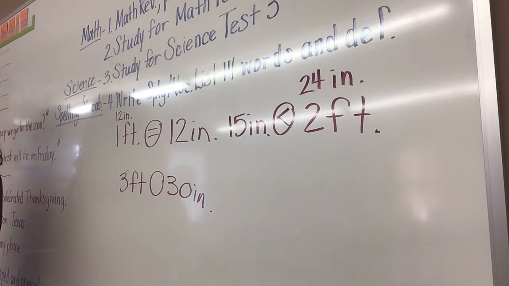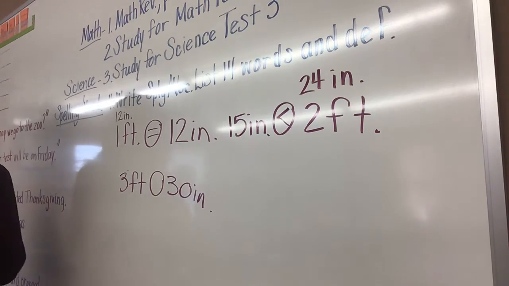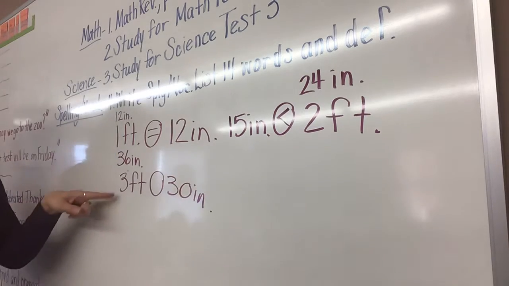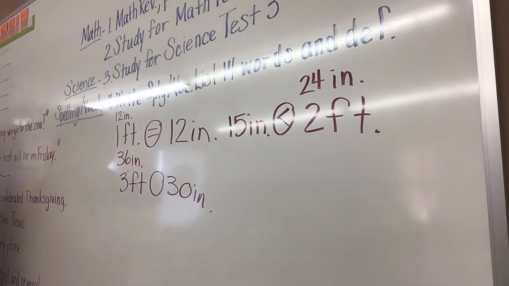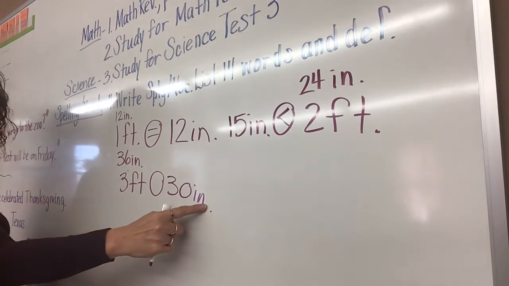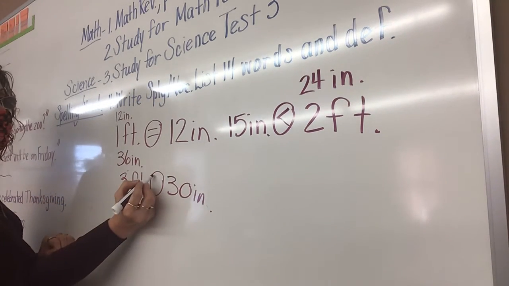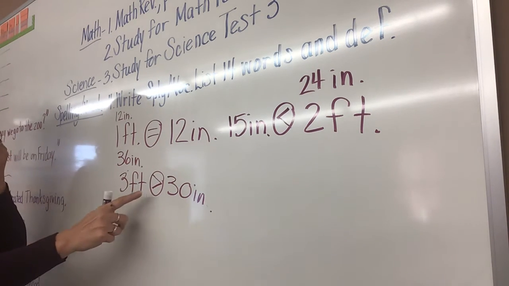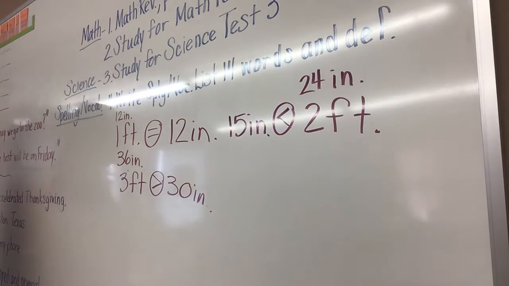Sit up. What is 1 foot? How many inches? 12 inches. But we need to do 3 feet, so we need to do 12 times 3. What is 12 times 3? 36. So above the 3 feet, you're going to change that side to 36 inches. So above 3 feet, write 36 inches. Now we're comparing inches to inches. This says 36 inches, this says 30 inches. What do we gobble up? 36 inches. So 36 inches, or 3 feet, is greater than 30 inches.